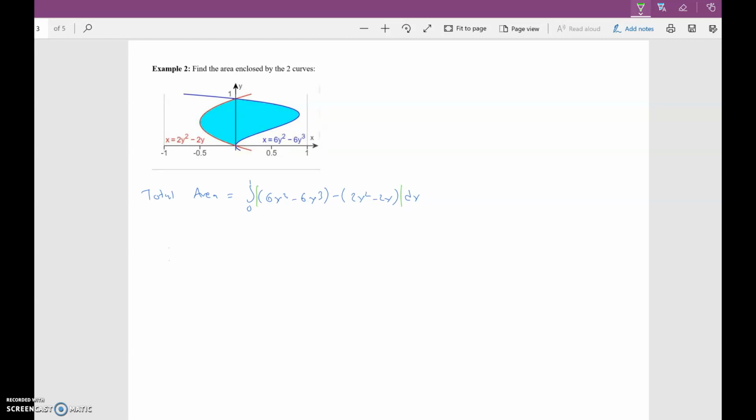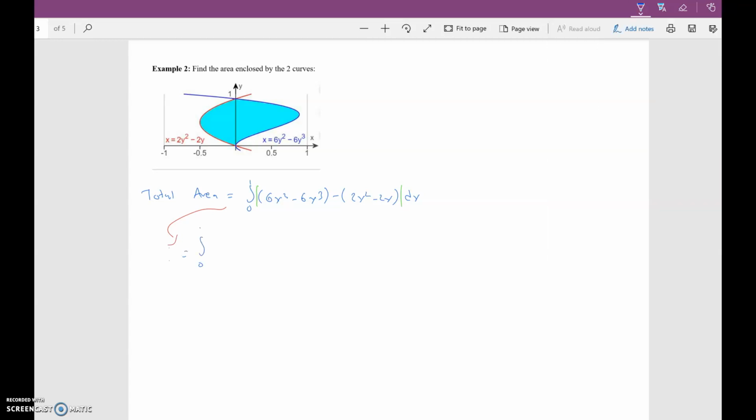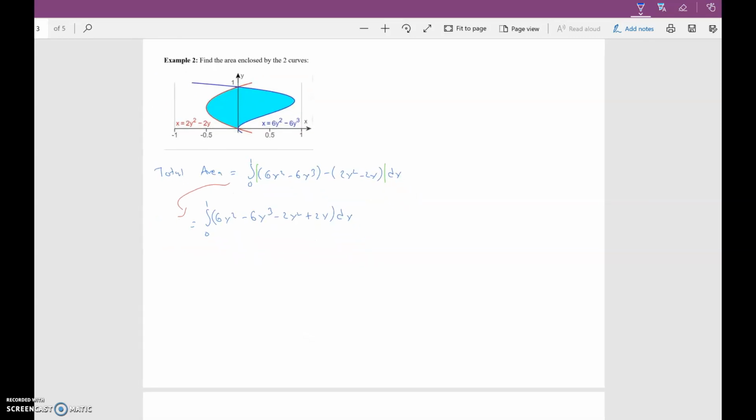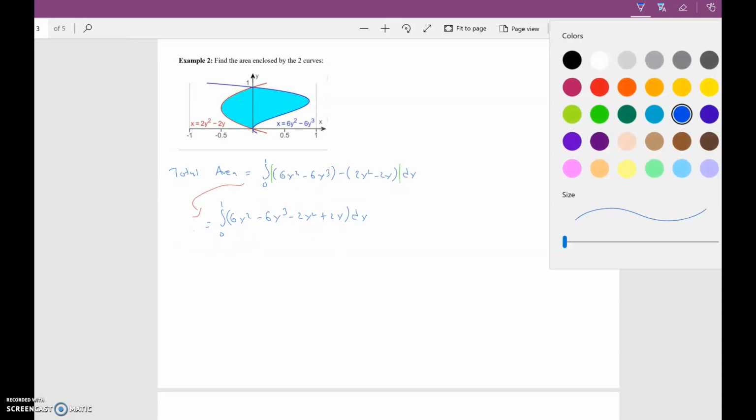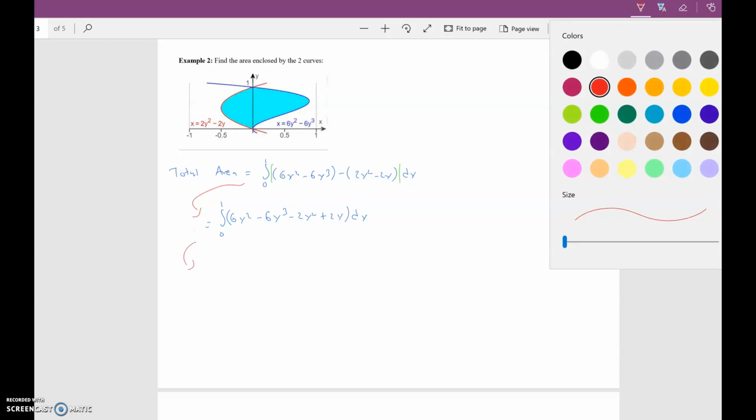Now, let me simplify the actual integral as much as we can before we integrate. In this case, this is equivalent to the integral from 0 to 1 of 6y to the second minus 6y to the third minus 2y squared plus 2y, and this is all with respect to y. Let me integrate, and we're going to have to simplify this actual integral.